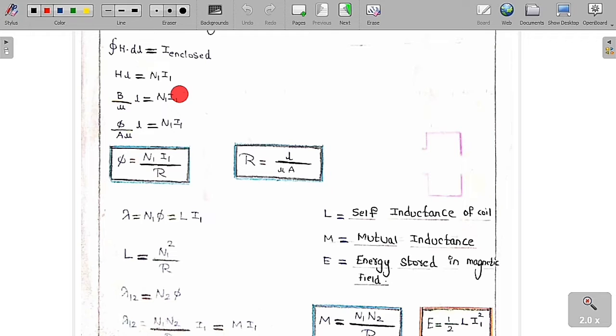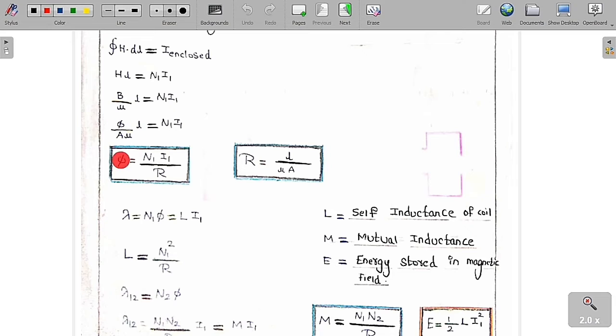That plane with N1 into I1. So therefore HL is equal to N1 into I1. I have already told you B is equal to mu into H, so H is equal to B by mu. So B by mu into L is equal to N1 I1. As I have already told you, B is equal to flux per area. So flux per area means L is equal to N1 I1.